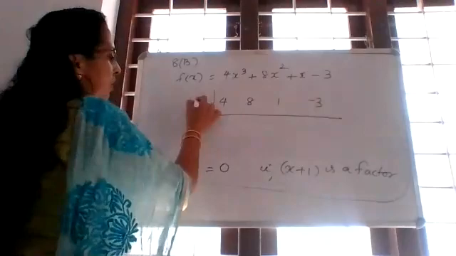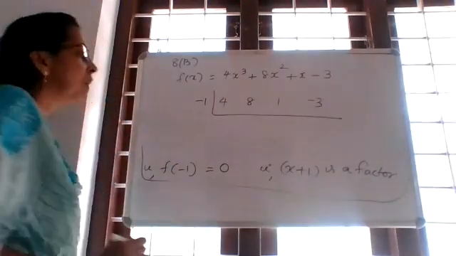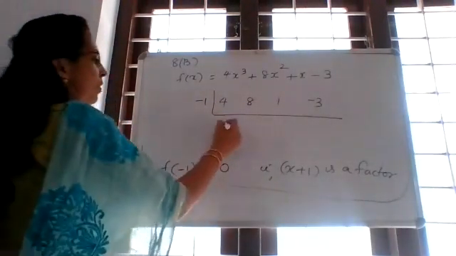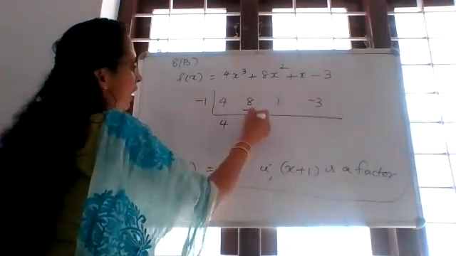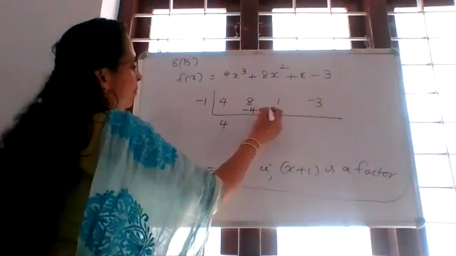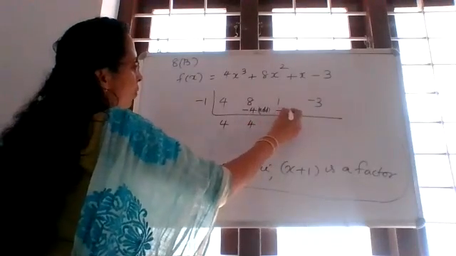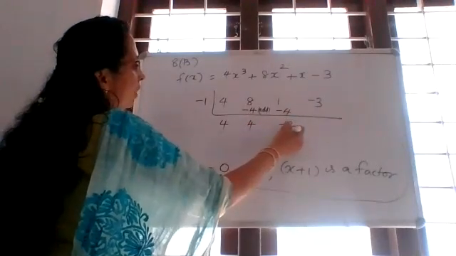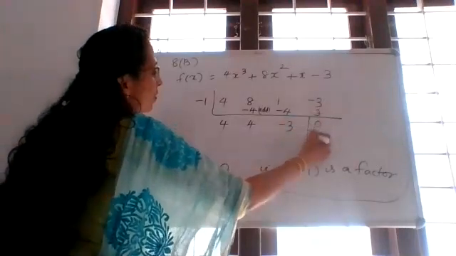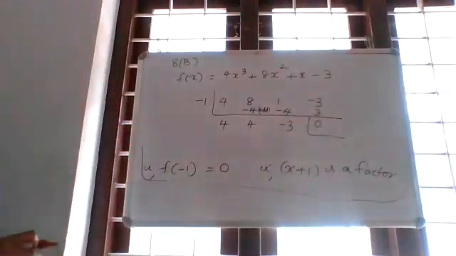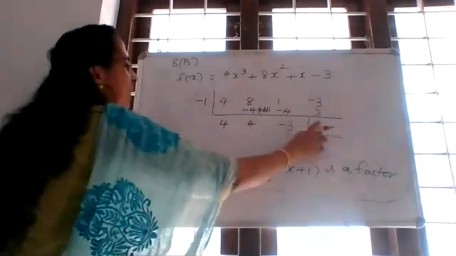Since x plus 1 is a factor, negative 1 we want to write. Then 4. 4 into negative 1 is negative 4. So it will be 4, then negative 3, then positive 3, 0. Already given x plus 1 is a factor, so we got remainder as 0.